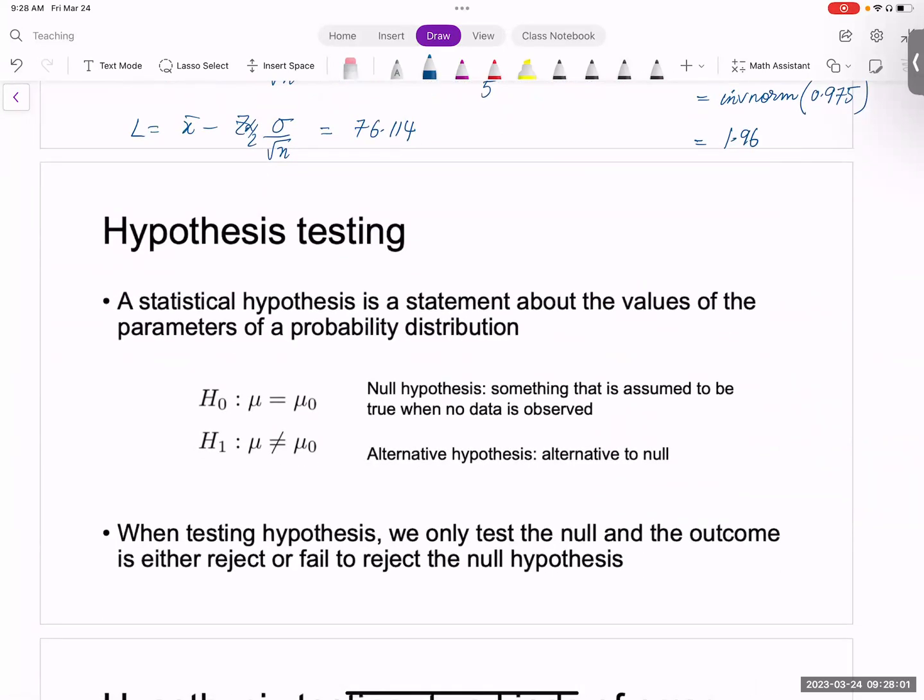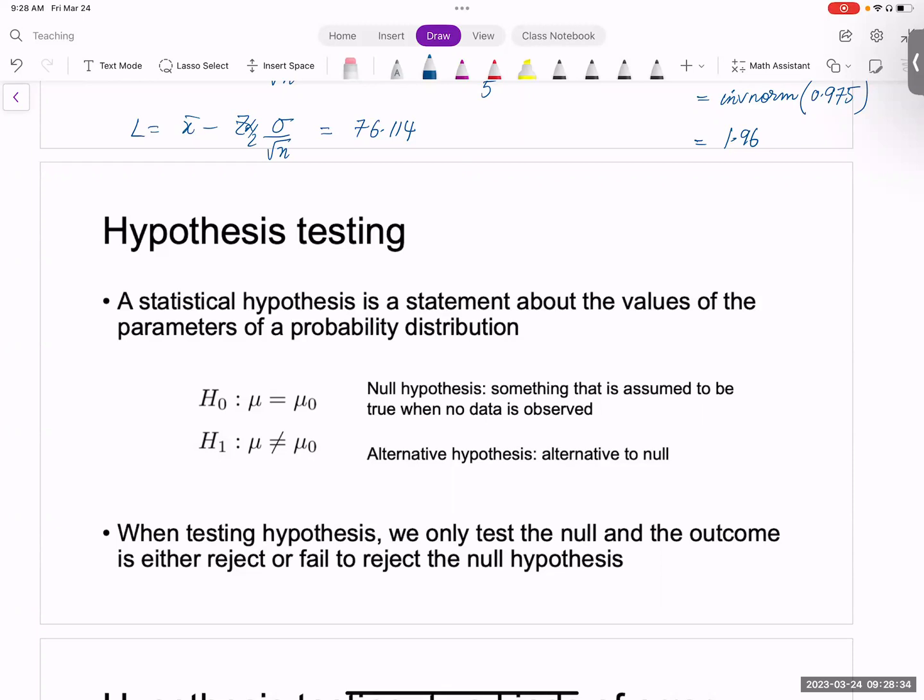Now, I already gave some definitions of hypothesis testing before, but let's try to revisit hypothesis testing. Let's start with the hypothesis. A statistical hypothesis is a statement about the values of the parameters of a probability distribution. Null hypothesis and alternate hypothesis. Whenever you perform hypothesis testing, you have to set up your null hypothesis and the alternate hypothesis.